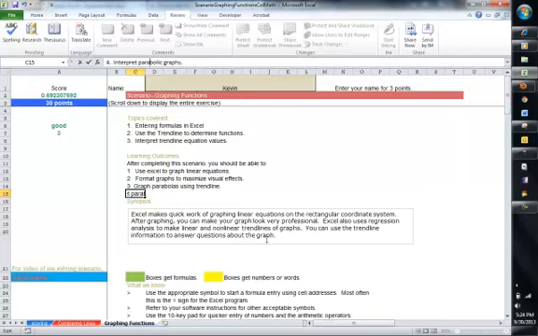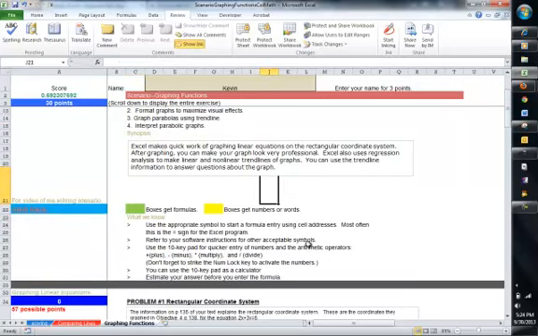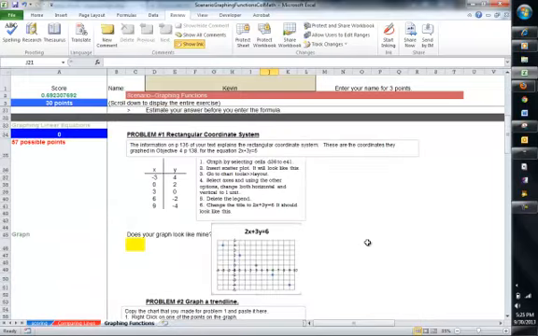Well, Excel makes quick work of graphing linear functions on the rectangular coordinate system. After graphing, you can make your graph look very professional. Excel uses regression analysis to make linear and nonlinear trend lines of graphs, and you can use that information to answer questions about the graph. Let's get started on this first one.